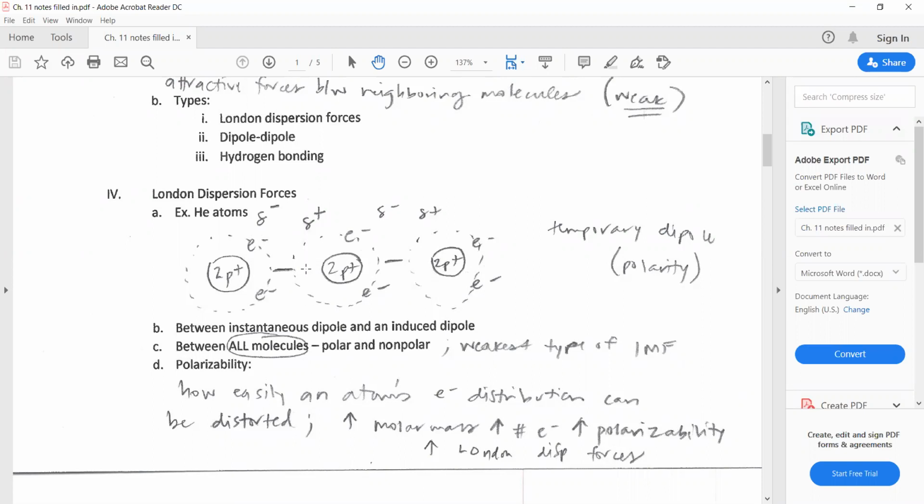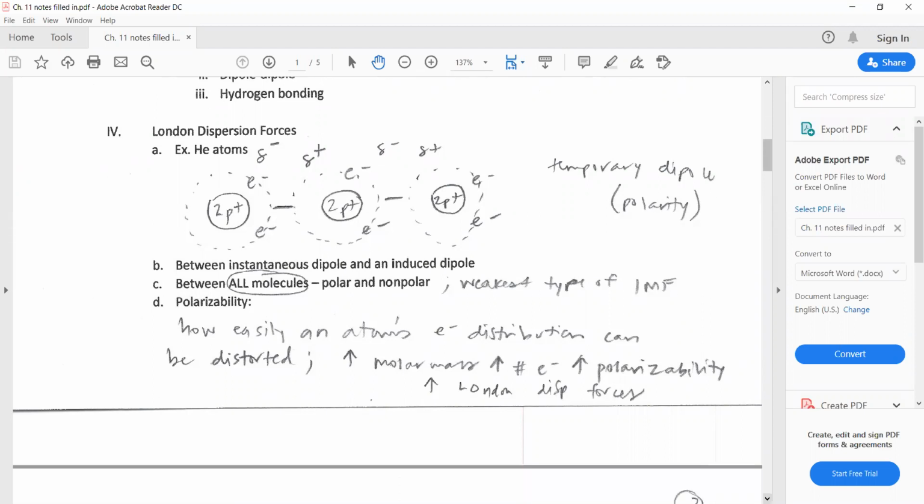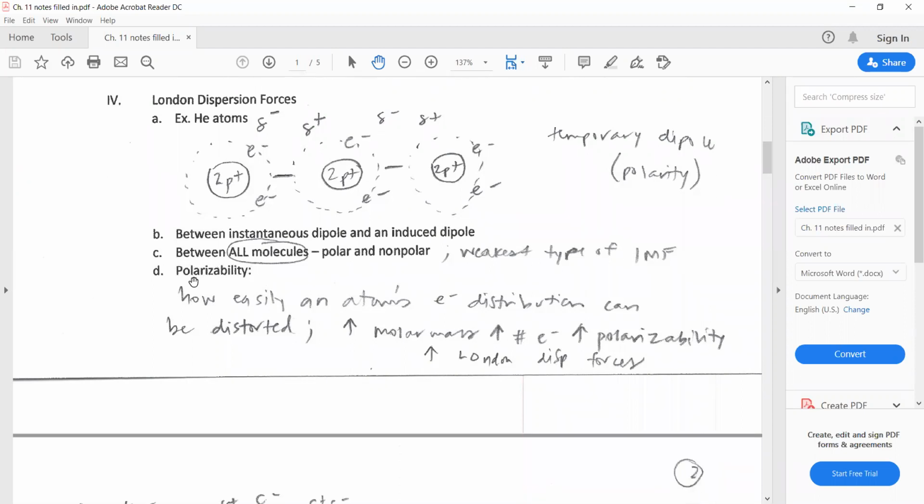Once again, it's a very weak force. It's not very strong, okay? And what would happen here is these atoms would be a bit more attracted to one another at this moment. So this is between an instantaneous and an induced dipole. And it's based on this property called polarizability, which is how easily an atom's electron cloud can be distorted. So how easily can the electrons be squished to one side and create a negative or a positive?